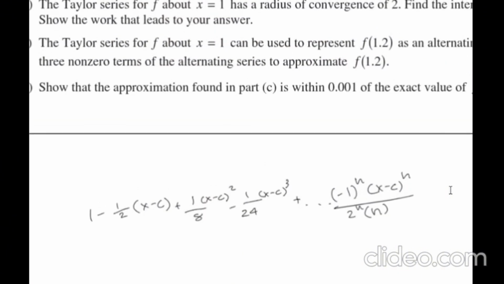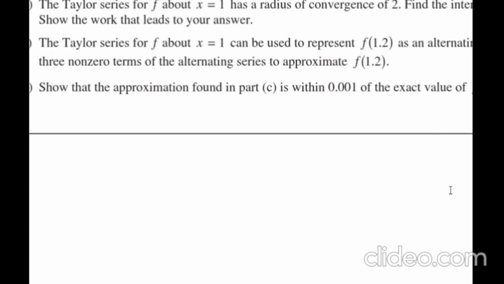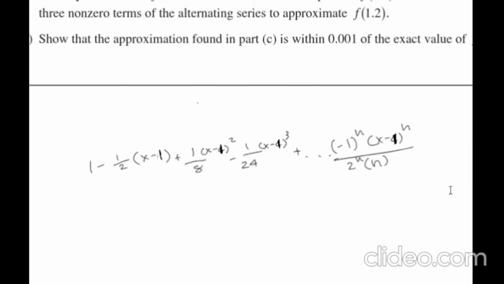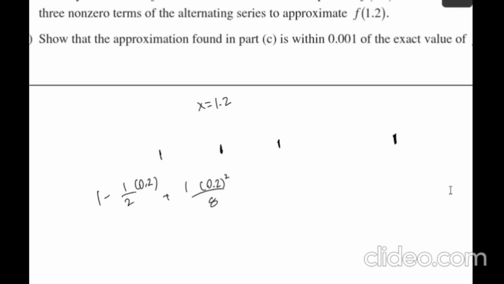So pretty much all it's asking us to do, wait, this should be 1 right here, and same with here. Same with here, because that's already given. So I don't know what I was doing before, but pretty much all we have to do is plug in 1.2 for x. So here it's 1 minus 1 over 2 times 0.2 plus 1 times 0.2 squared over 8 minus 0.2. Not even cubed. We don't even need that. It's only the first 3 non-zero terms.